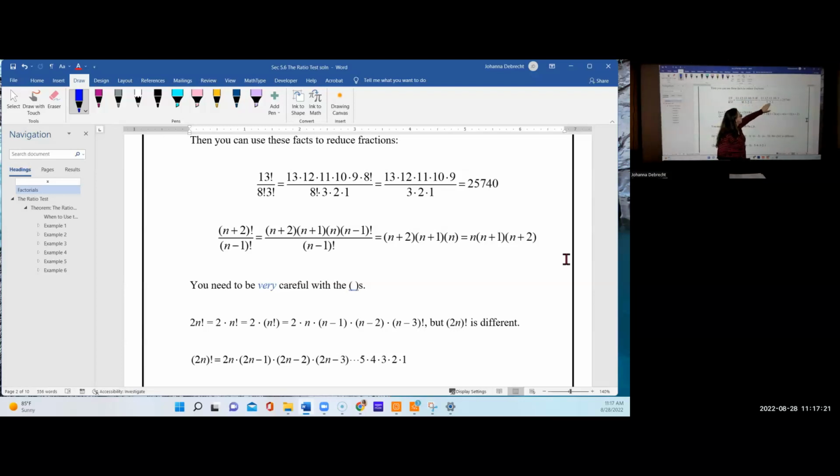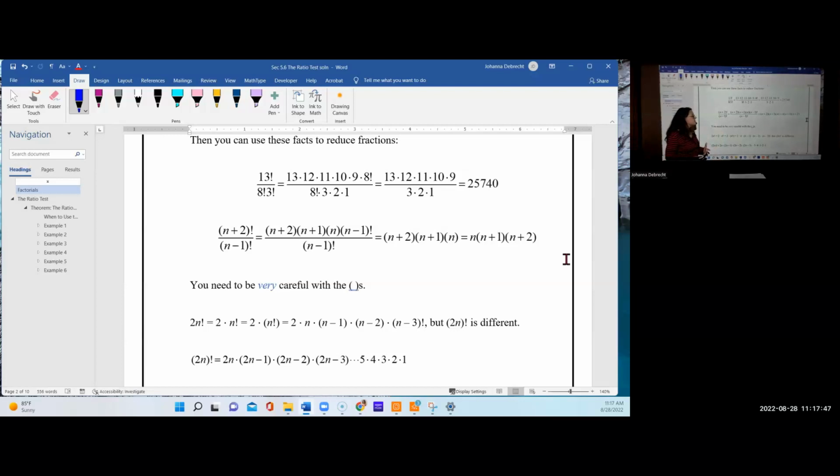So I know, for example, that 3 times 2 is 6, and 6 goes into 12 2 times. So the result is 13 times 2 times 11 times 10 times 9, which is 25,740, right? So this is a way of using the factorials, backing the highest one down until it matches the other next highest one, and then using that to cancel those two.